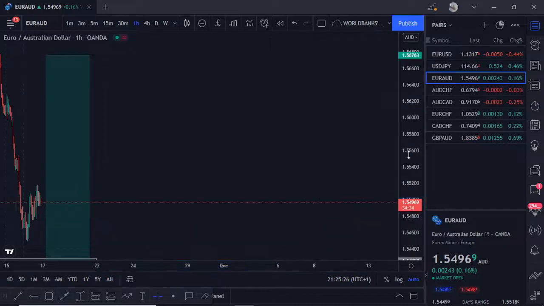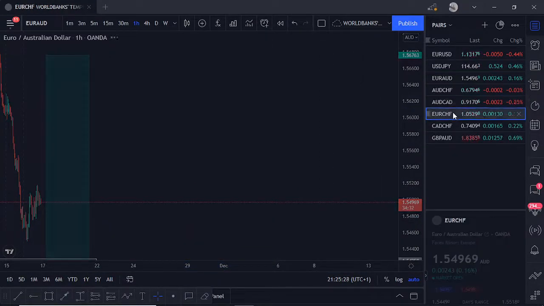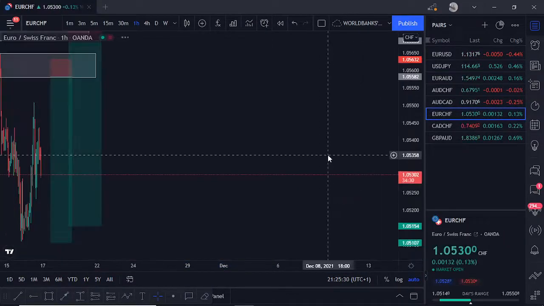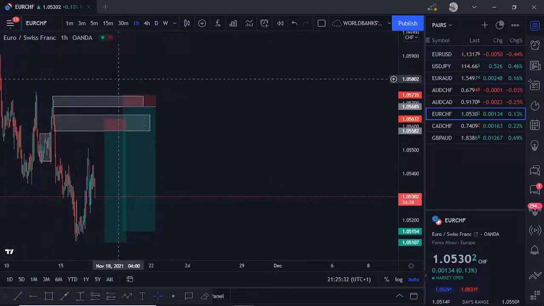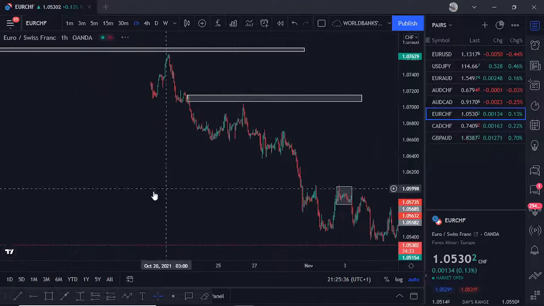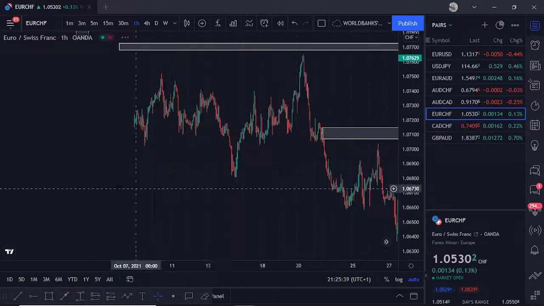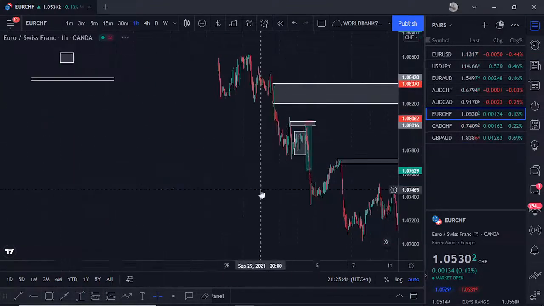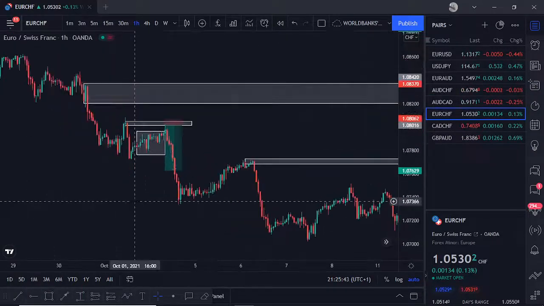Let me delete what I have there. Then Euro CHF. Now, when I knew about liquidity, I was like, wow, so this is what these banks do. Then I started looking out for what we call the Asian liquidity. Then I also learned about that.